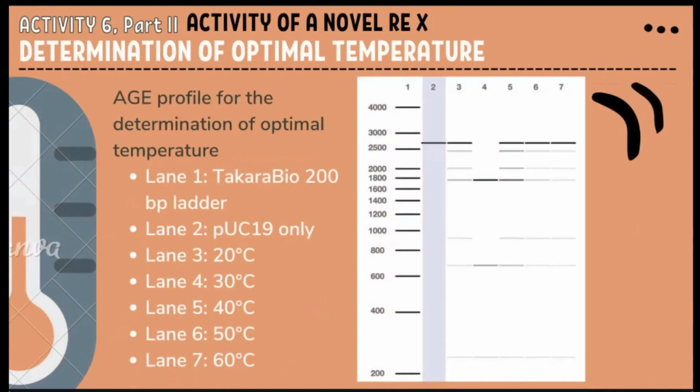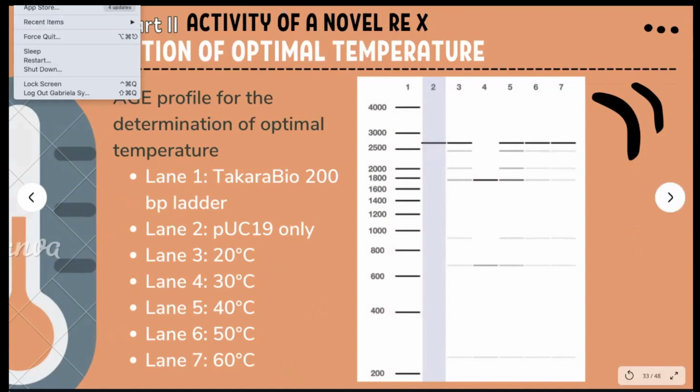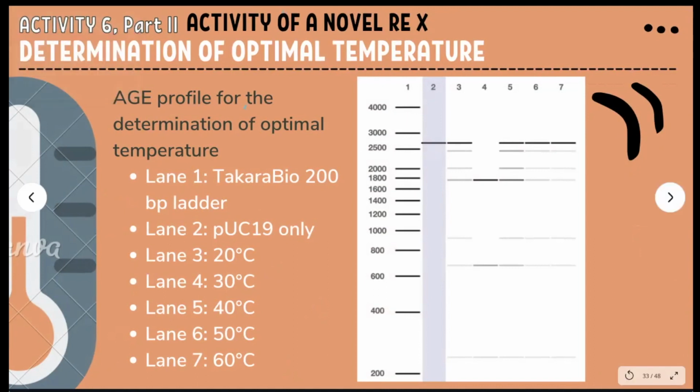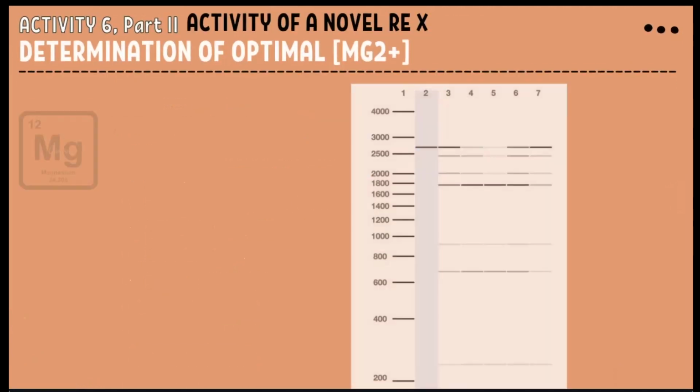First, this AGE profile shows the digestion of the plasmid with REX at different temperatures. The highlighted lane 2 contains only the plasmid, and lanes 3 to 7 have increasing temperatures. The optimal temperature should result in successful digestion of the plasmid into smaller fragments. Looking at lanes 3 to 7, we see that lane 4 successfully digested the plasmid, as the 2700 base pair band of the pure plasmid is not present, and there are 3 smaller fragments observed. Thus, the optimum temperature is 30 degrees Celsius.